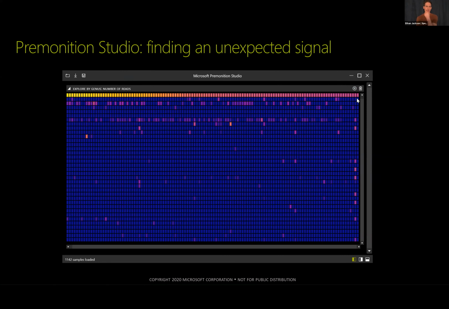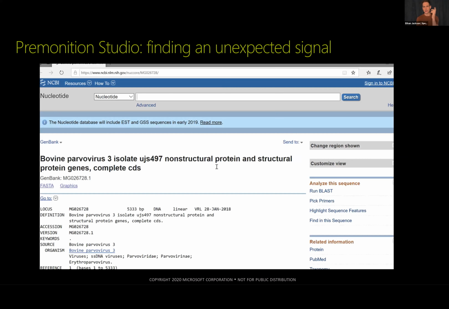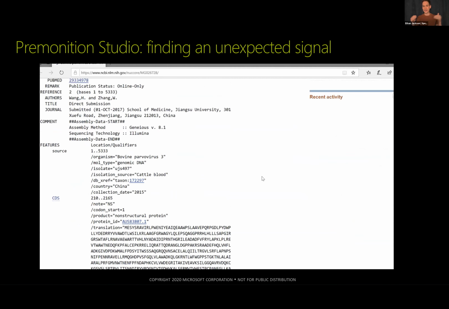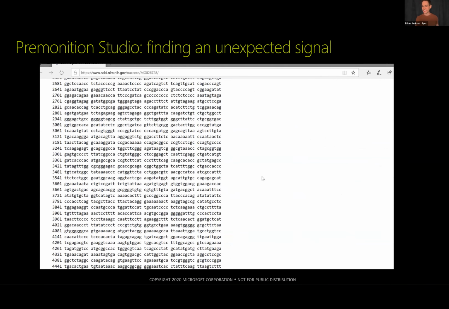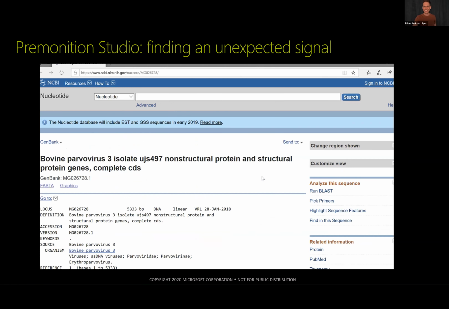I'm going to pick one that's glowing a bit brightly, right over here in the top left. I'll see the reference that we mapped against. I'll click on that reference. That will take me to a link to NCBI. And then here I'll see that this was a bovine parvovirus. And so that's how we discovered a bovine parvovirus in a cow. Presumably the mosquito was an incidental interaction in this data set.